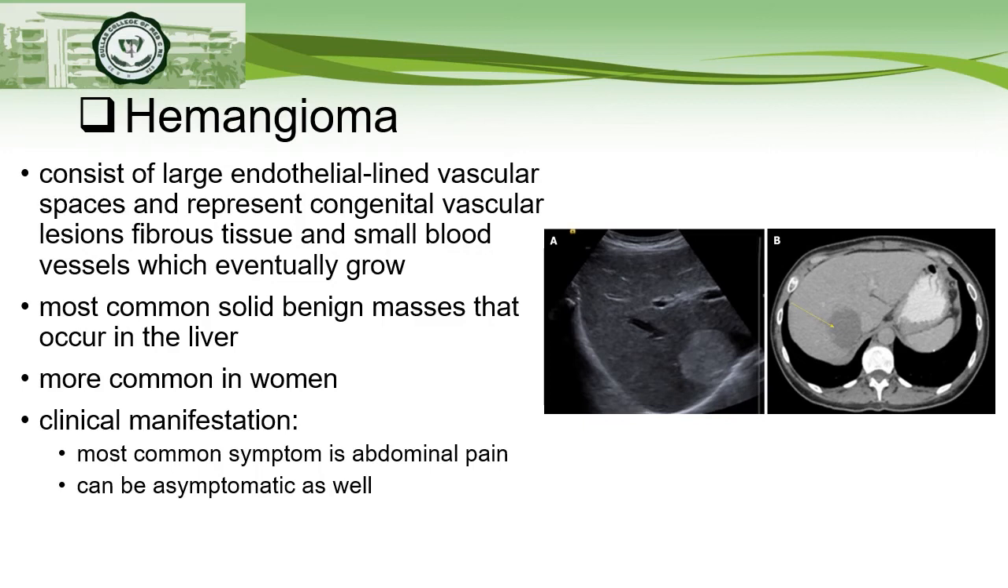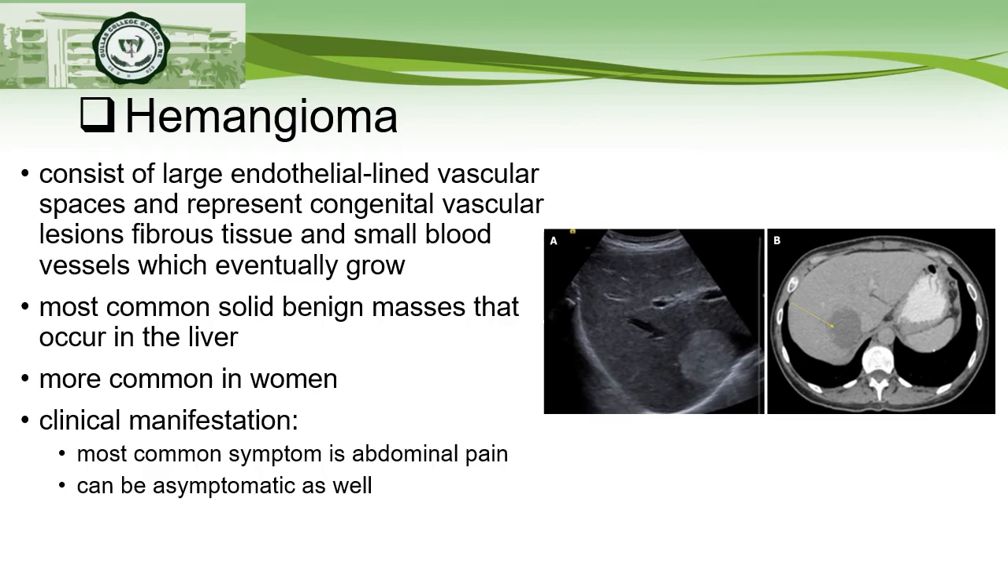Hemangiomas are the most common solid benign masses that occur in the liver. They consist of large endothelial-lined vascular spaces and represent congenital vascular lesions that contain fibrous tissues and small blood vessels that eventually grow. They are predominantly seen in women and occur in 2 to 20% of the population. Most hemangiomas are discovered incidentally with little clinical consequence.